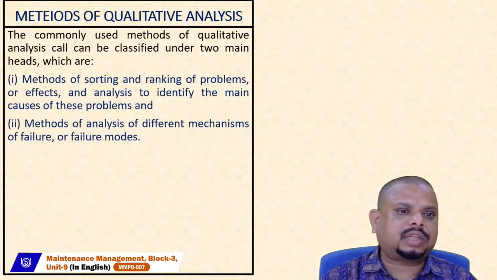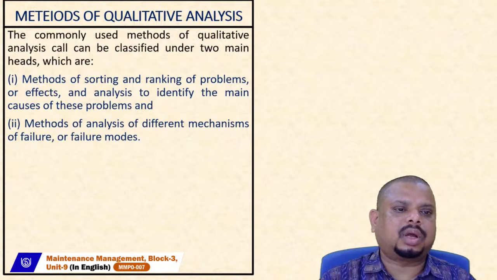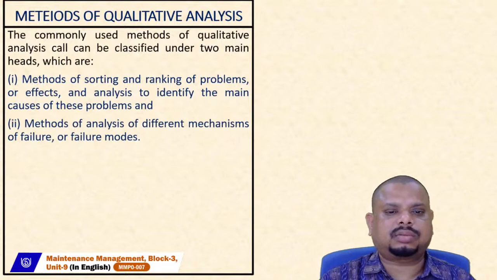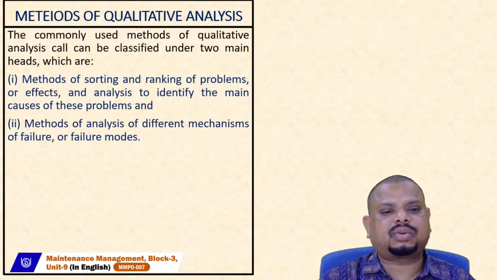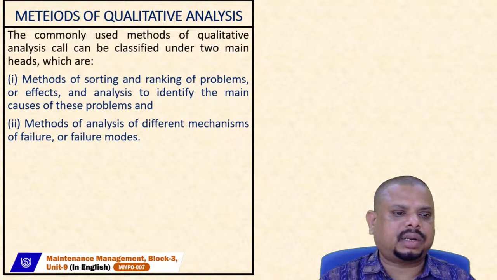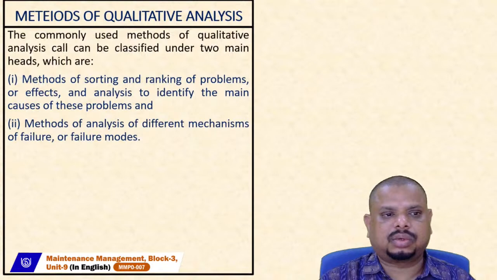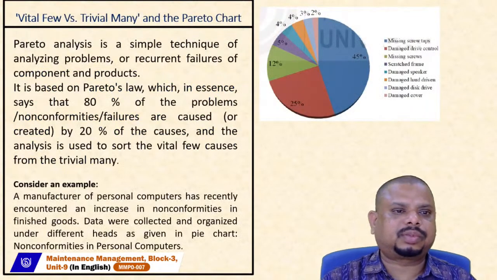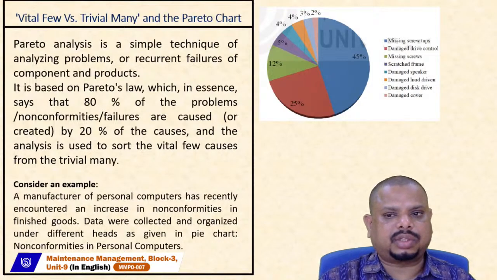Moving to the next one, the next one is methods of qualitative analysis. The commonly used methods of qualitative analysis can be classified under two main heads. The first one is the method of sorting and ranking of problems, or effect and analysis to identify the main causes of these problems. And the second one is the method of analysis of different mechanisms of failure, or failure modes. So let's understand some vital few versus trivial many and the Pareto charts.